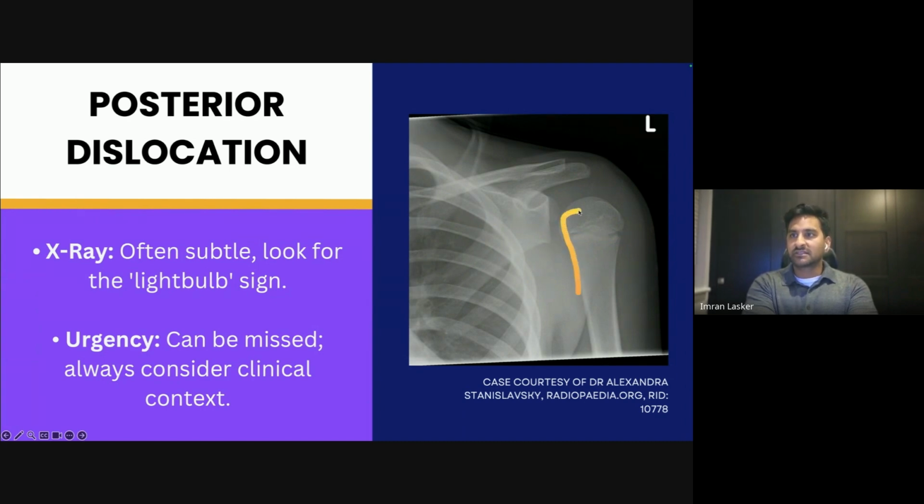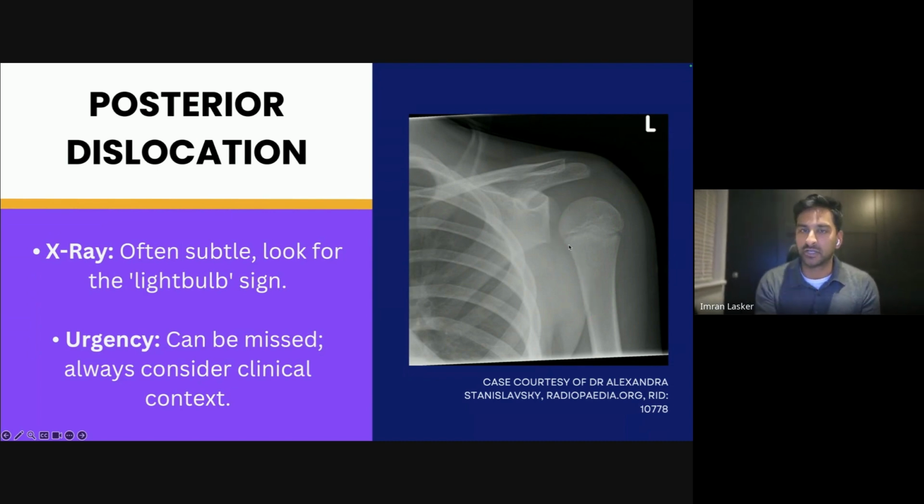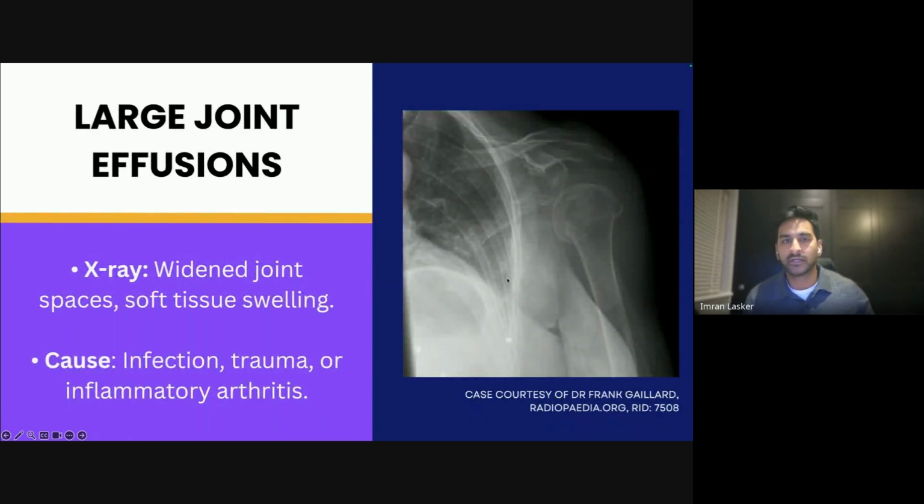But you can see that this doesn't look quite right. It doesn't look like that sort of shepherd's staff or hockey stick or whatever you want to call it. It looks like a light bulb. Therefore, be more concerned for a posterior dislocation.